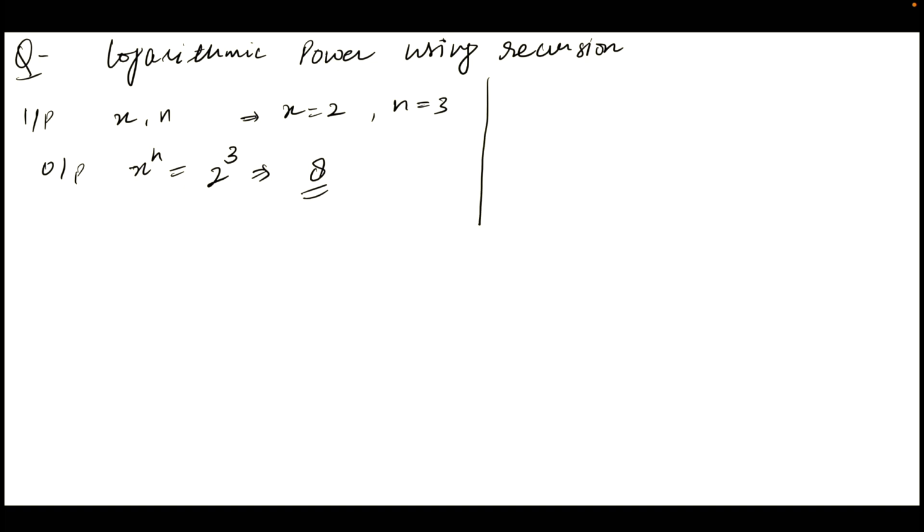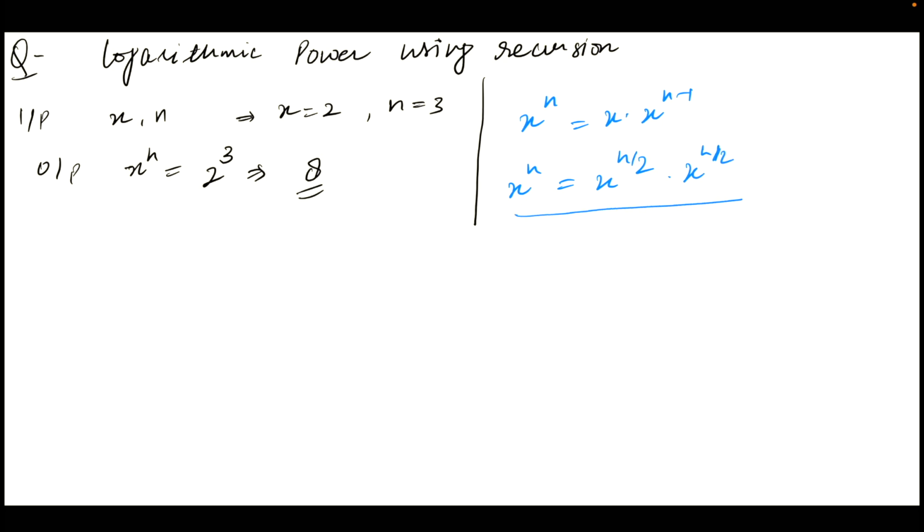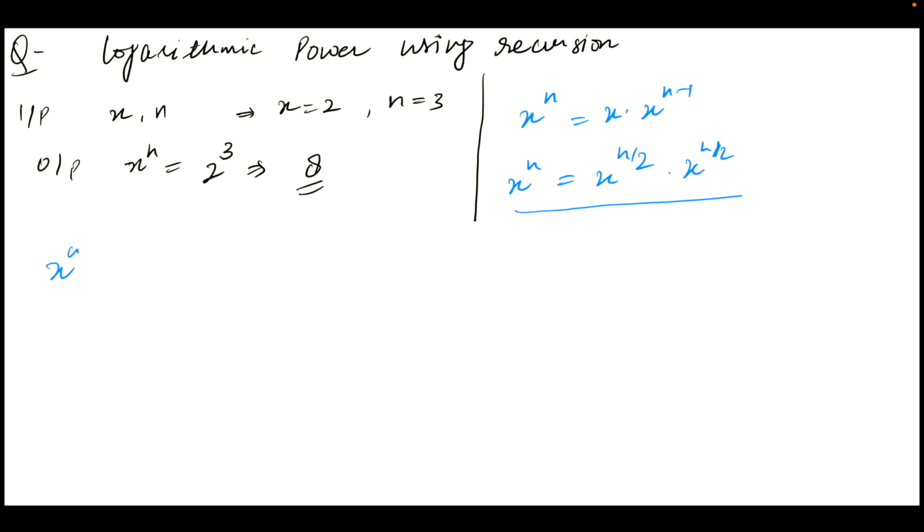In our previous example, we implemented x power n equals x into x power n minus 1. But here we will implement x power n equals x power n by 2 into x power n by 2, right? So this will be the formula which we implement. Let's see whether this formula satisfies our condition or not. If we write x power n equals x power n by 2 into x power n by 2, will it satisfy our condition?